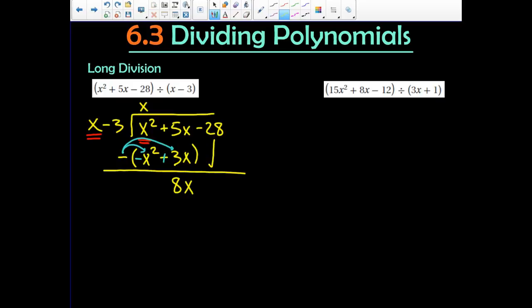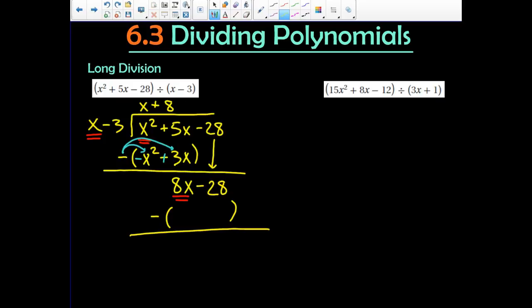Bring down the 28, and the process then starts over again, it repeats. What times x is 8x? 8. That's what goes up here. I multiply 8 times x minus 3, and I subtract that binomial.